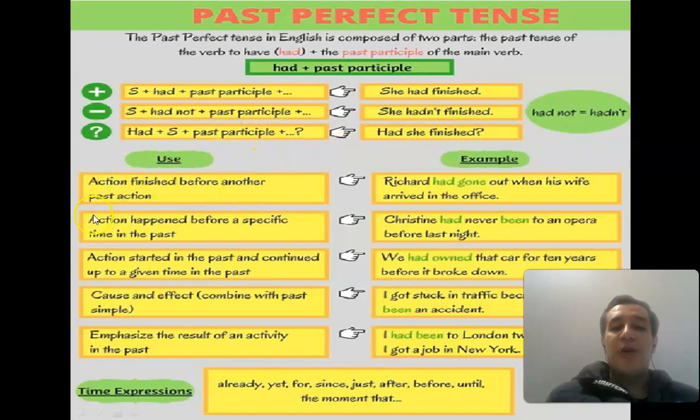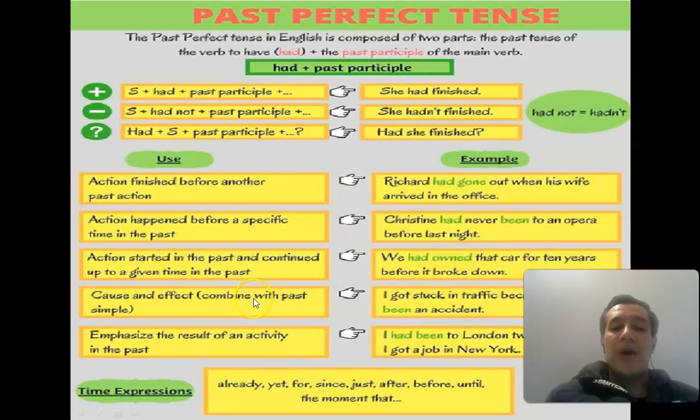The use. Action finished before another past action. The example, Richard had gone out when his wife arrived in the office. Action happened before a specific time in the past. We have the example, Christine had never been to an opera before last night. Action started in the past and continued up to a given time in the past. We had owned that car for 10 years before it broke down.